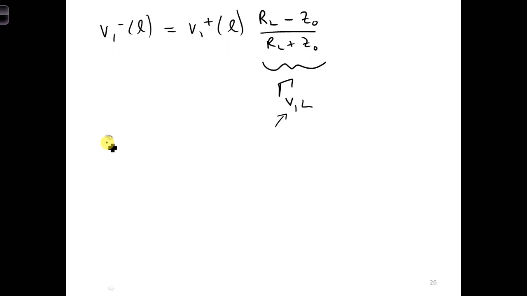So then we can write V1 minus is equal to the reflection coefficient at the load times V1 plus. So if we know V1 plus, we would be able to get V1 minus if we know RL and Z0. And then we can use the voltage reflection coefficient at the load to determine the reflected voltage amplitude.